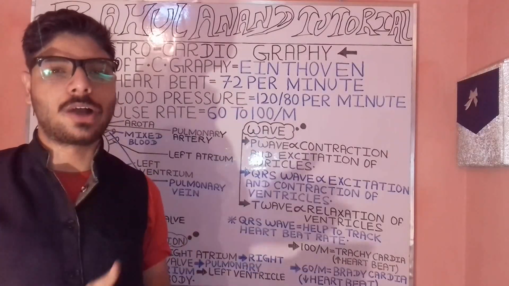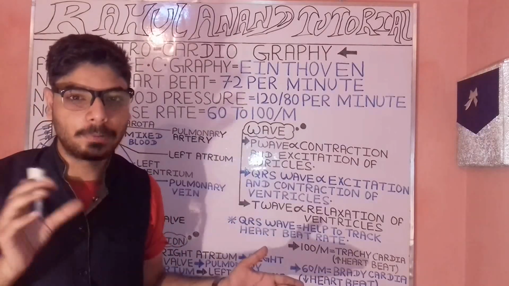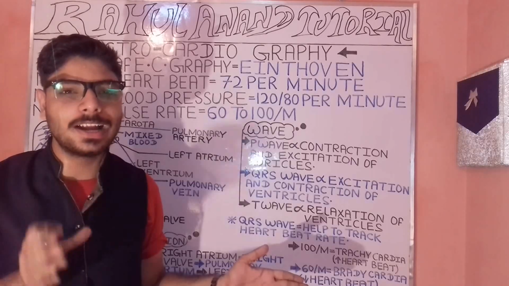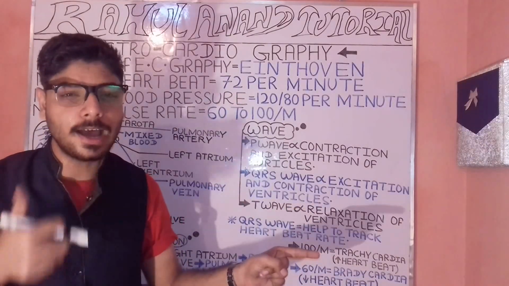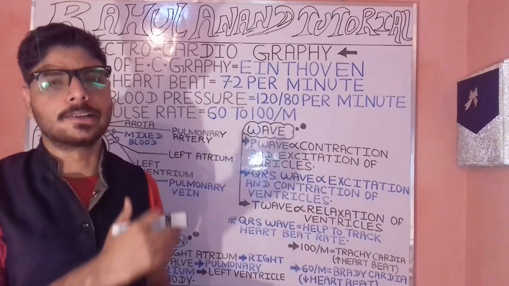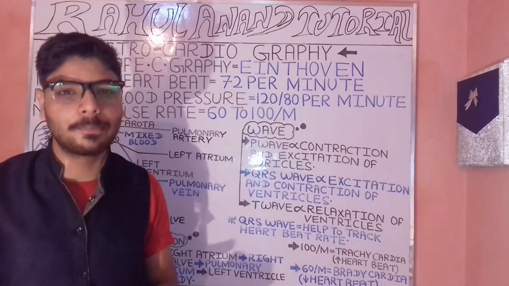As well as in the third, what are you having? So in the third you are having the T wave. What does the T wave particularly demonstrate? Your T wave particularly demonstrates the relaxation of the ventricles. You can often find it here on the board.